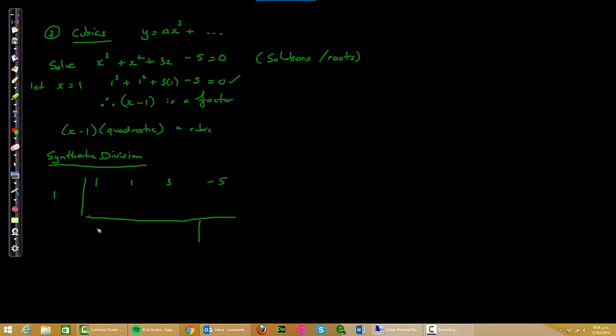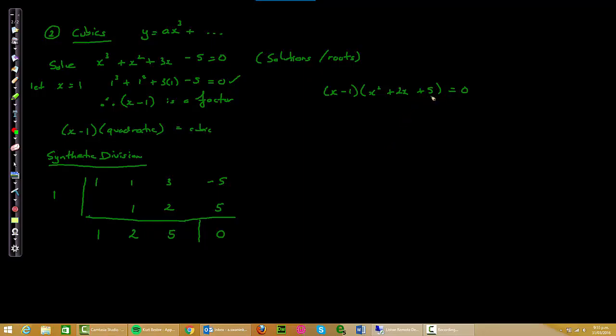So carry the 1 down, multiply 1 by the multiplier, which is just 1, and we now add that, multiply by 1, our multiplier here again, giving 2, add these 2, multiply 5 by 1 gives 5, add, and we get 0. And what the synthetic division should tell us, if we interpret it correctly, is that our cubic is equal to x minus 1 times a quadratic, and these are the coefficients of the quadratic. So x squared plus 2x plus 5 is equal to 0.